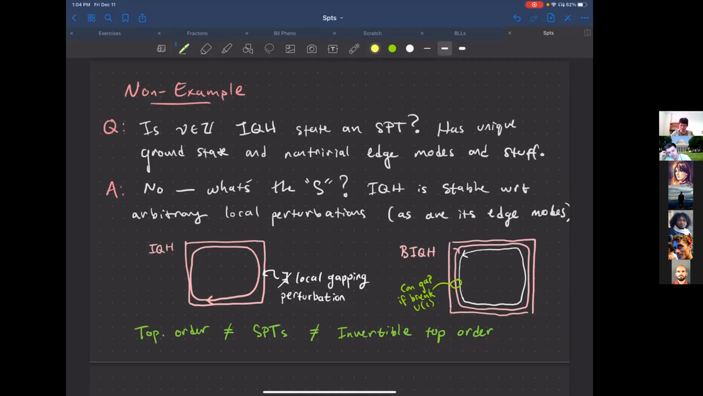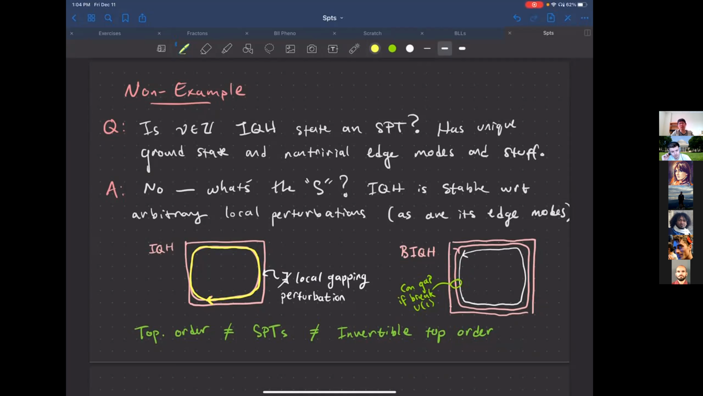It's not an SPT because there is no S. There's no symmetry that is protecting this setup. So the integer quantum Hall state, right, has chiral edge modes like this, and these chiral edge modes cannot be gapped, made trivial. So the edge part of this system cannot be made trivial with any local perturbation.